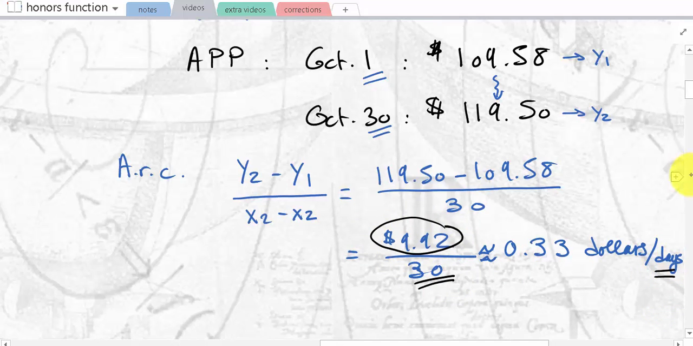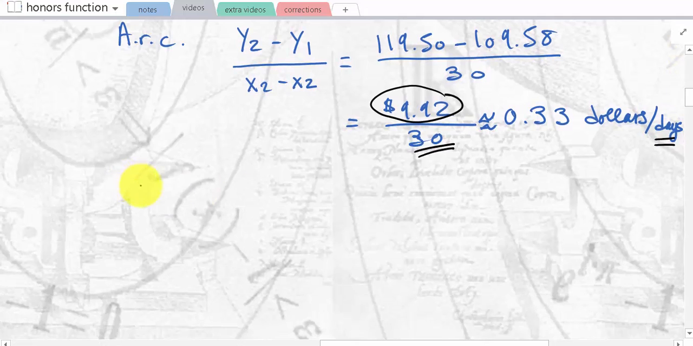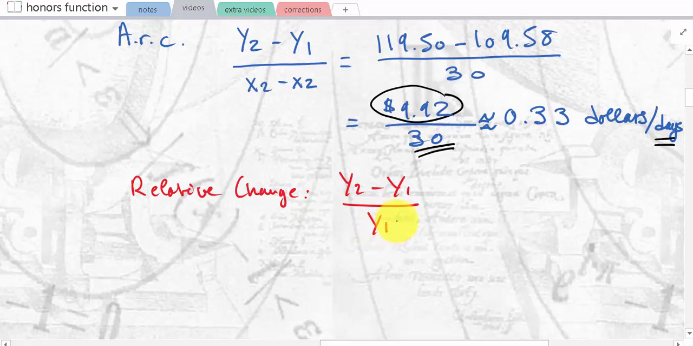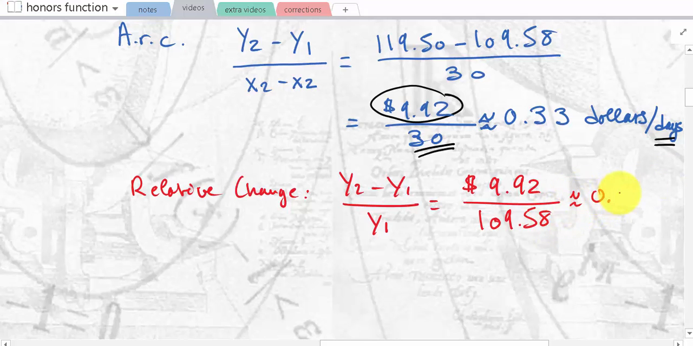Let's now look at the relative change. So the relative change, what is it? It's y2 minus y1, but this time I'm going to divide it by y1. So y2 minus y1 is still $9.92, but this time I'm going to divide by the initial price of the share, 109.58. And if you do that, you're going to find about 0.0905, and so on.